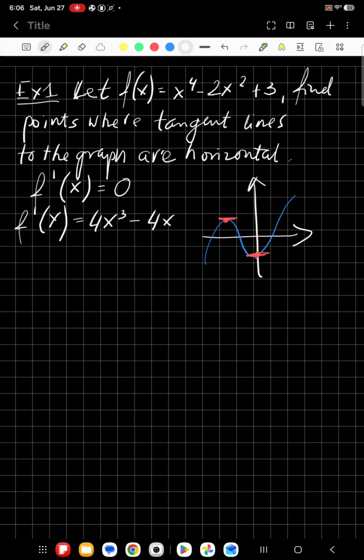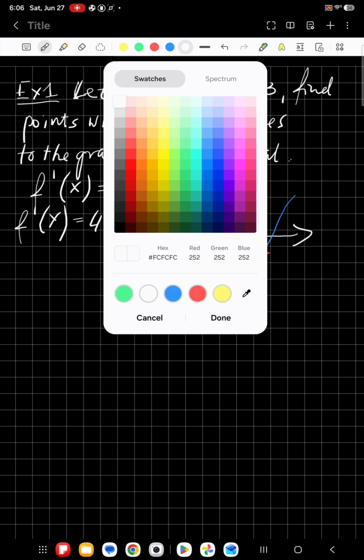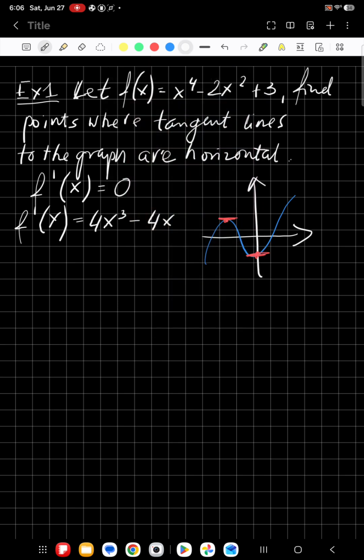Okay. So now, right? We don't have any specific points. We found the formula for a slope, and at this moment we don't have the points. So we need to find the points where that slope is 0. So the derivative needs to be equal to 0. So we have that 4x cubed minus 4x equals 0.